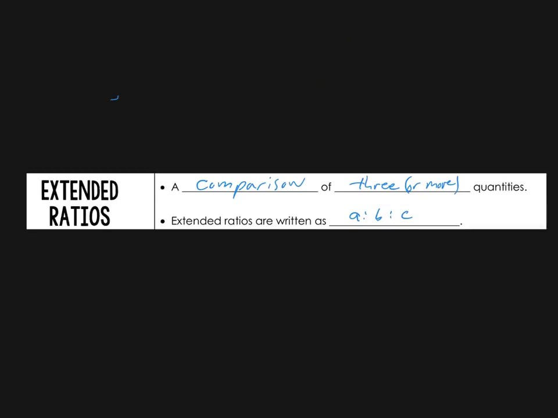Now we get into the concept of extended ratios. And here we'll have a comparison of 3 or more quantities. And we tend to write extended ratios with the colon version. In fact, that's probably the most popular way to write ratios, period, is using the colon version. Let's see what the extended ratios can do for us.